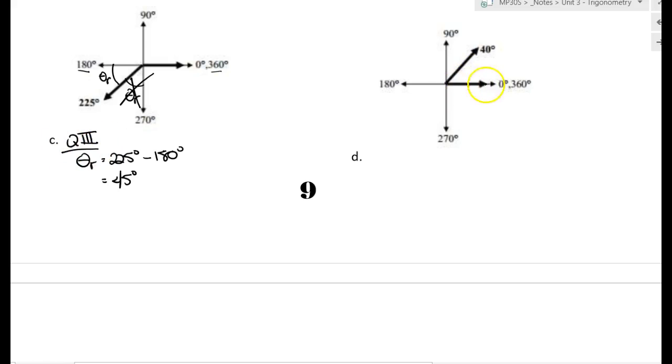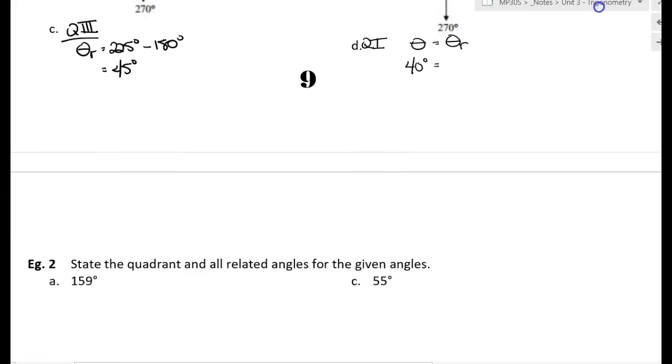And going back to quadrant 1, we know that our reference angle is equal to our actual angle. So that is our reference angle, and so theta equals theta r, and so that is going to be 40 degrees. And so that's just interpreting it. Make sure you're always going between that x-axis and your ray, your terminal arm.